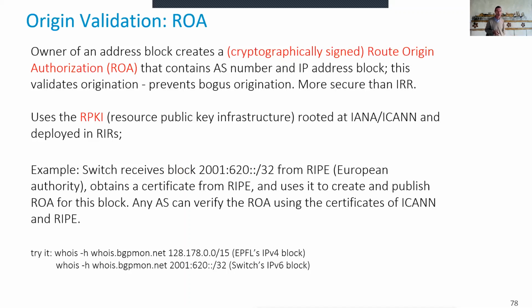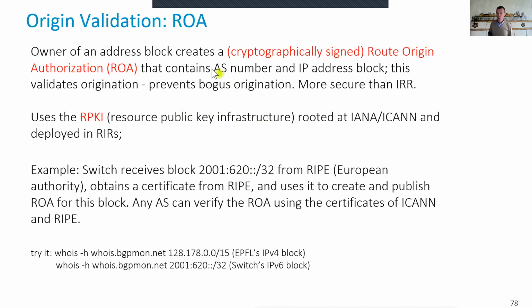There's a stronger response that is now deployed largely, not everywhere, but largely. It is to sign the route origins. So for example, when Switch receives this IPv6 block from the European registry, from RIPE, at the same time, it will receive not just the block, but it will also obtain a certificate. We've spoken about certificates multiple times. So a certificate is something that is signed by Switch and by RIPE, and that can be published on the registries that we talked about before, so that now anybody can verify whether this route record here is really signed and really belongs to Switch. You can try it, you can go online, and you will see whether this block that Switch pretends to have is really validated here.